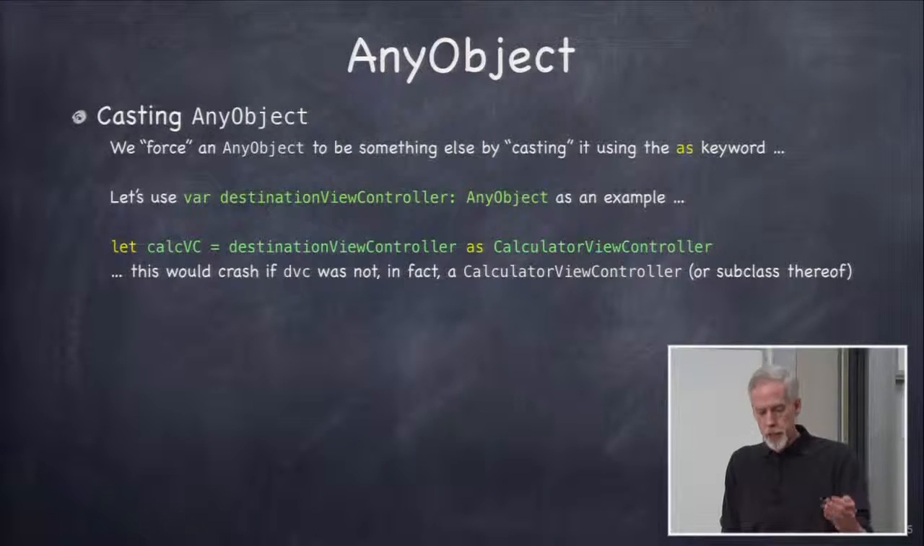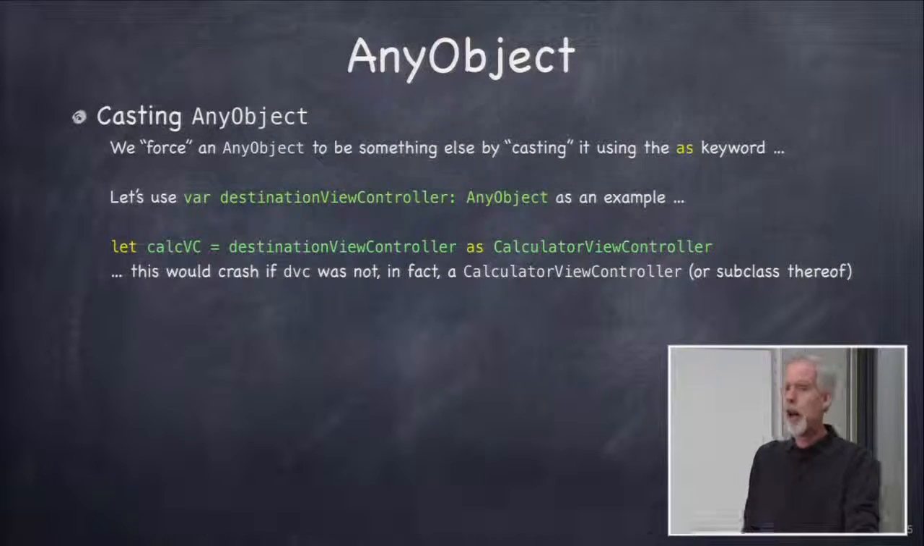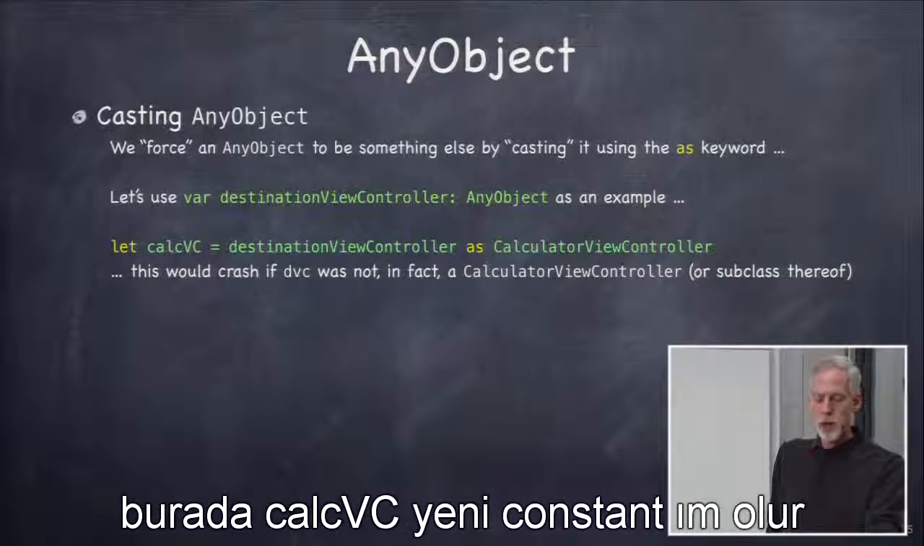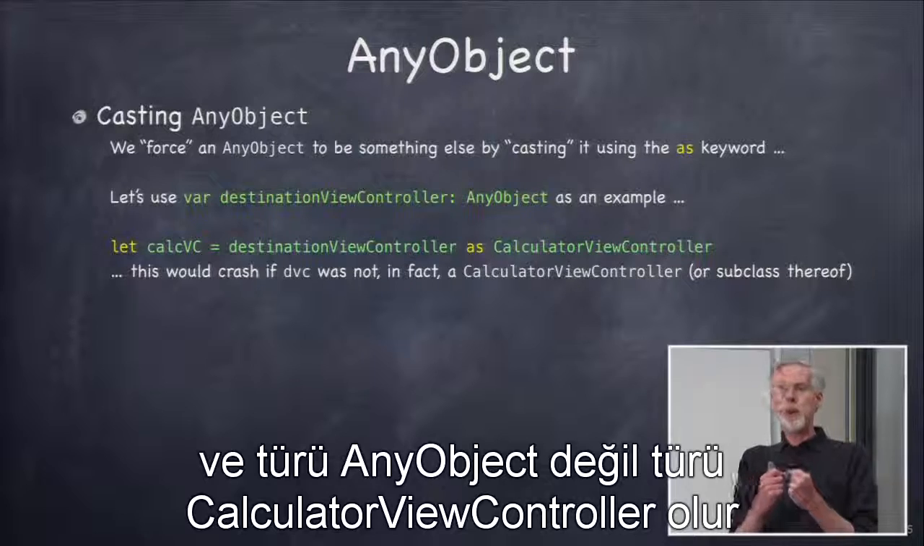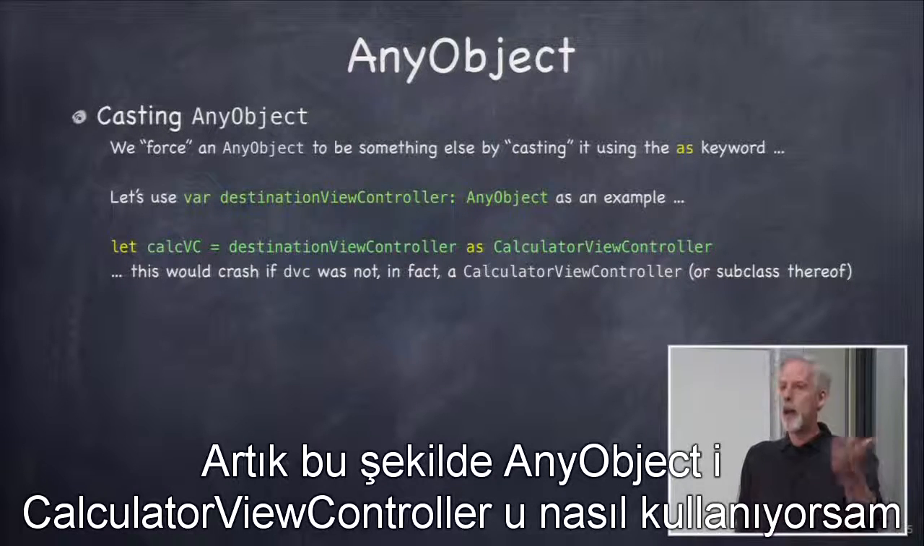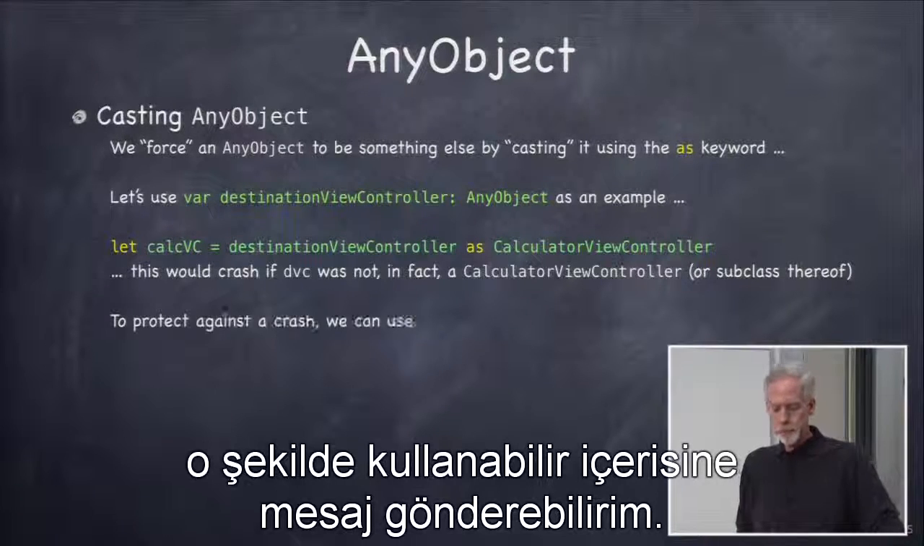So I can just say let calcVC = destinationViewController as CalculatorViewController, and now calcVC, this new constant, has a type that is not AnyObject; its type is CalculatorViewController. So now I've gotten hold of that AnyObject in a way I can actually do things with it, and I can send CalculatorViewController messages to calcVC.